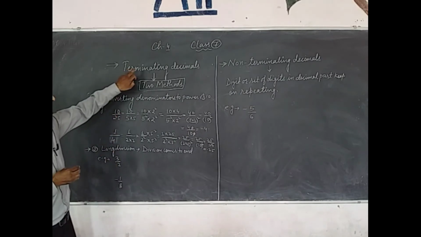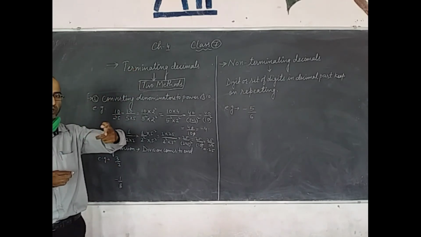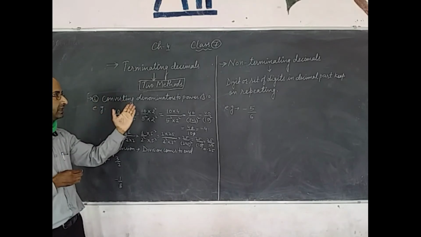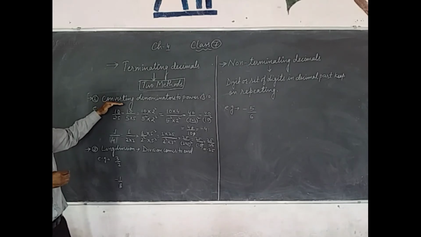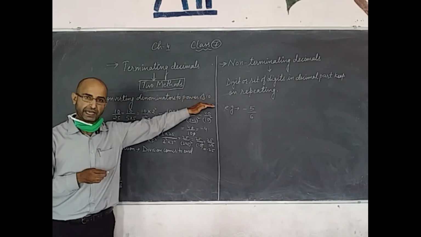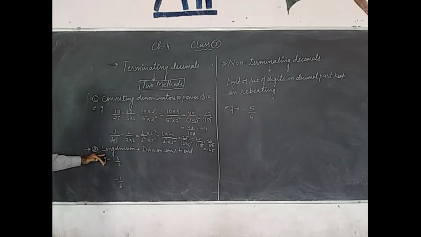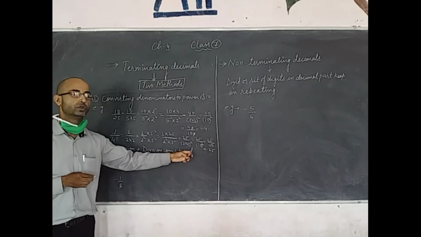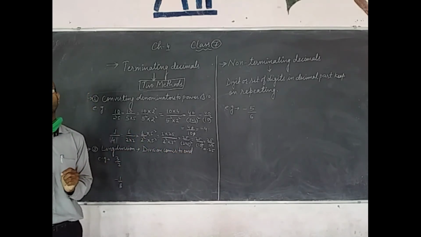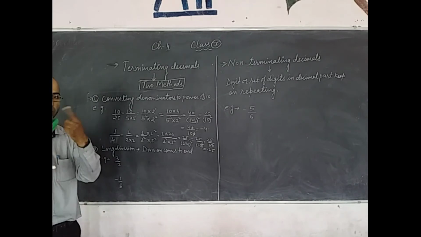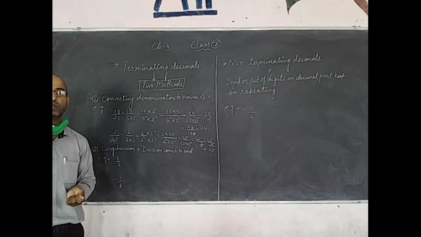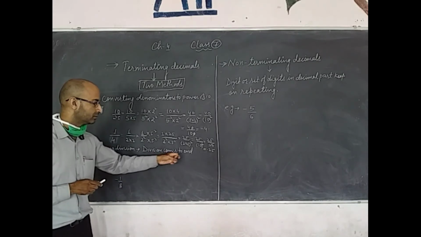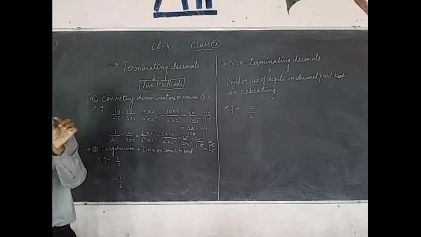So while changing a rational number into decimal and checking whether it is terminating or non-terminating, in terminating this is the first method which I discussed: making the denominator a power of 10. Clear? The next method is long division. Long division means the division comes to an end: when you divide the numerator by the denominator, at the end you get 0 in the remainder. The division comes to an end, which means the remainder should come 0.